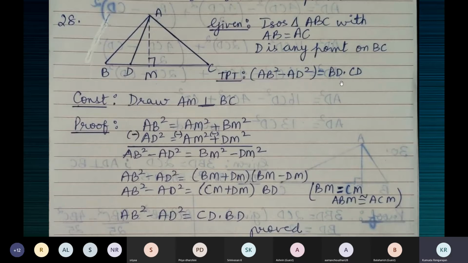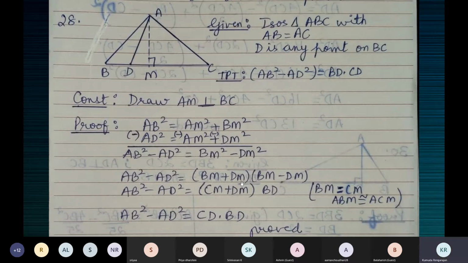We want BD and CD, children. Mind that we want BD and CD. We don't want BC also. So you'll have to treat this as the difference of two squares. A square minus B square is A plus B into A minus B. So BM plus DM into BM minus DM. Now what is BM minus DM? BM minus DM is BD.